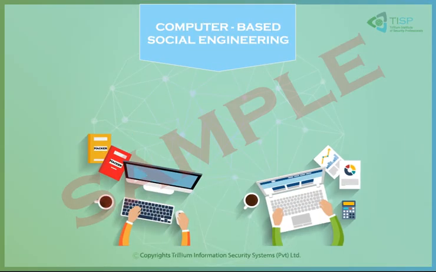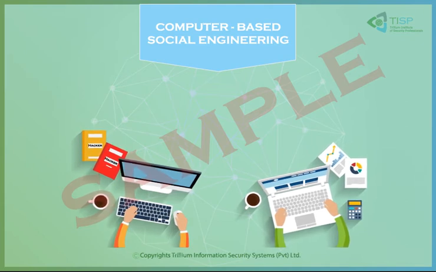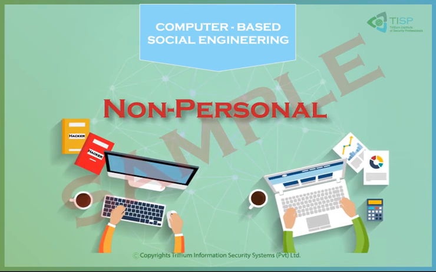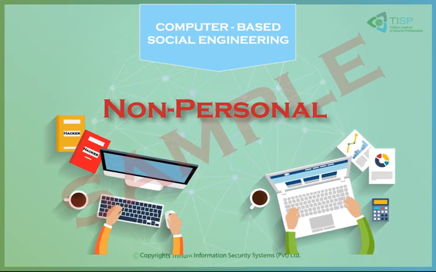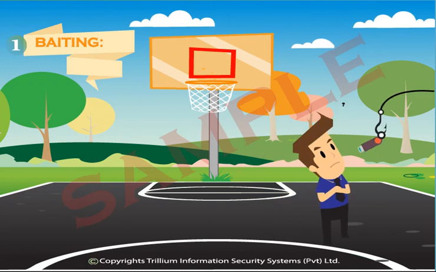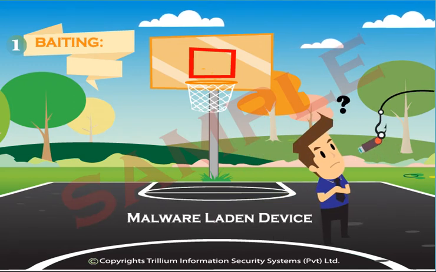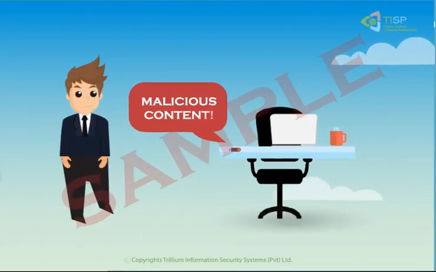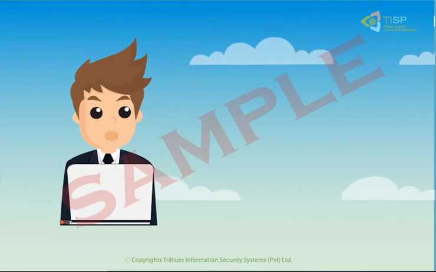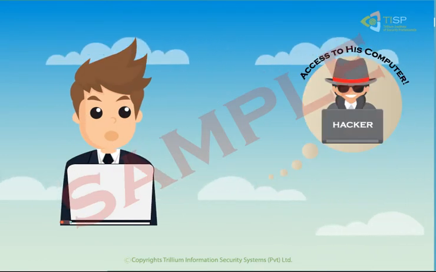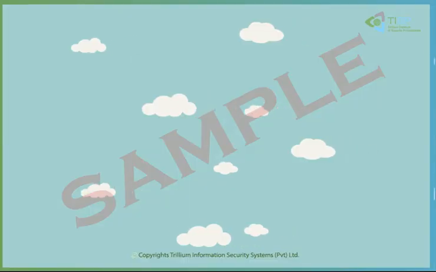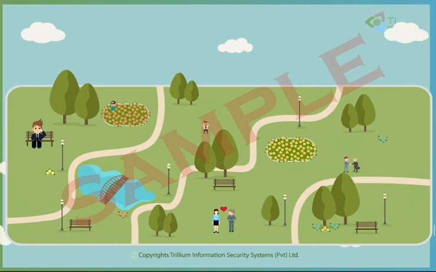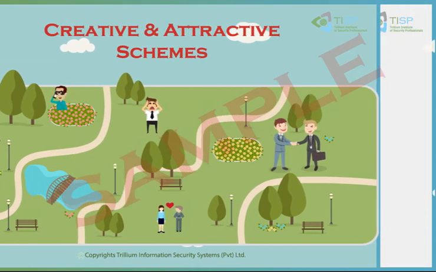Now that we have seen how human-based social engineers work, let's look at a more complex side of social engineering, which is computer-based. This is non-personal and involves more complex techniques. Baiting is a very ordinary tactic used by hackers to gain access. It involves leaving malware-laden devices such as USBs and CDs in open spaces to trick employees into using them. Once used, these devices will give the hacker access into your computer. The best defense is personal awareness and training. The criminals may also use creative and attractive schemes which the employees must be aware of.